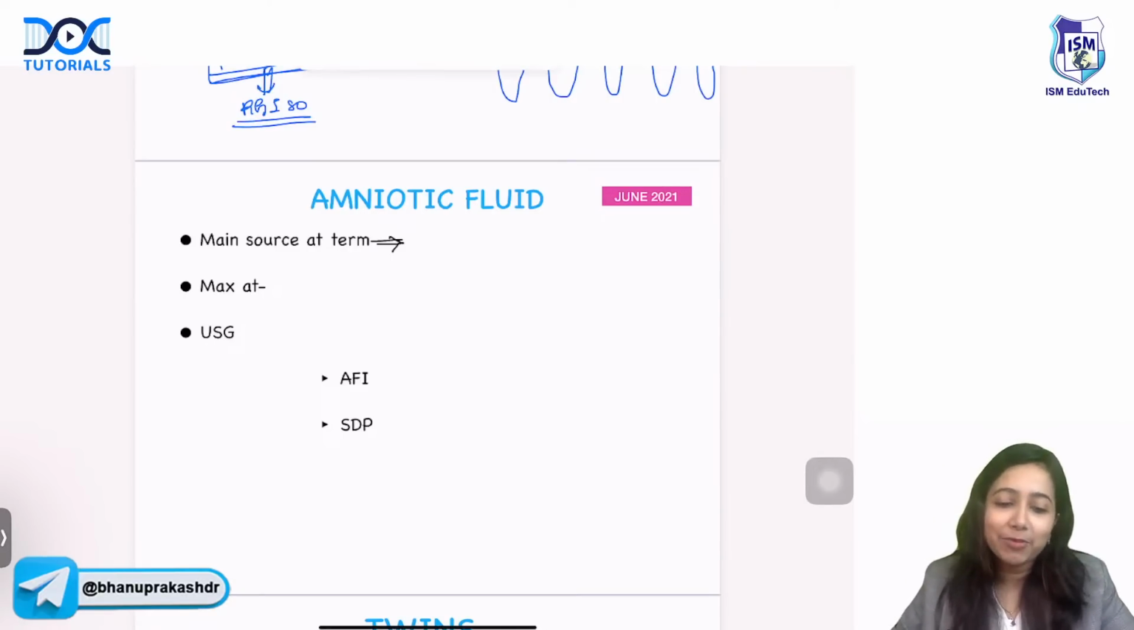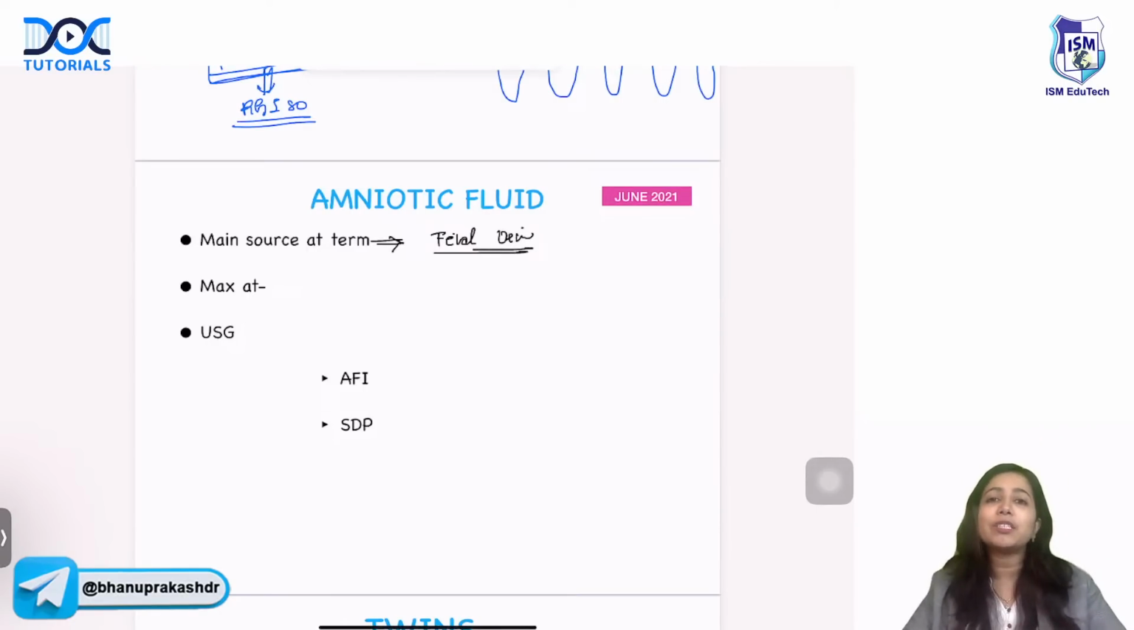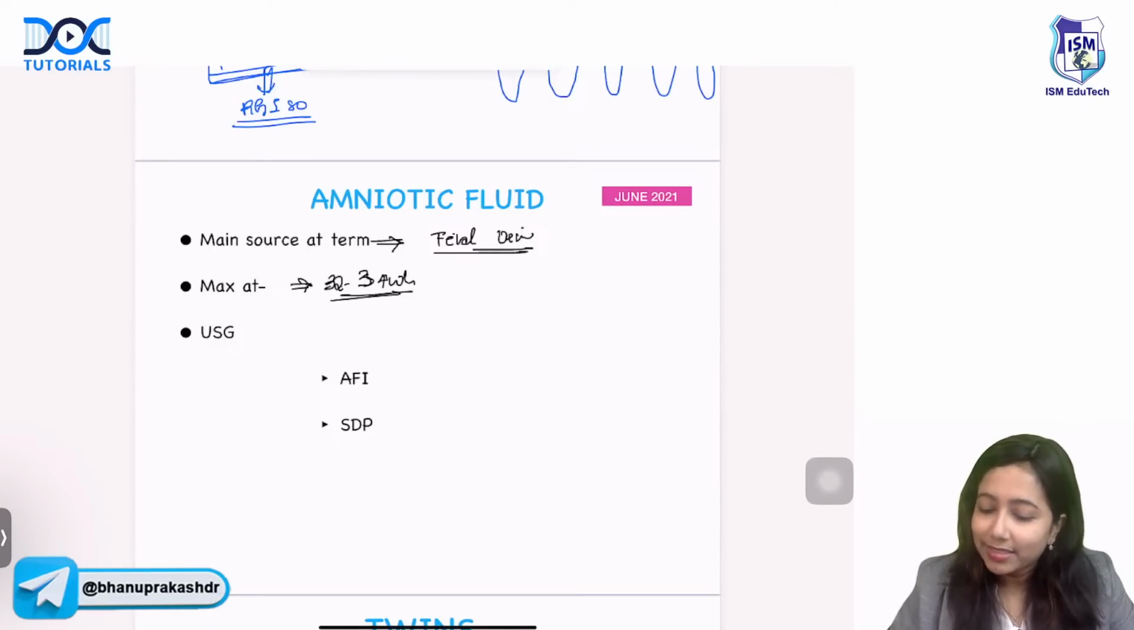The main source of amniotic fluid is basically the fetal urine. Again, there have been two, three questions from this. The main source of amniotic fluid at term, the main source of amniotic fluid beyond 20 weeks is all fetal urine. And it is maximum at 32 to 34 weeks.